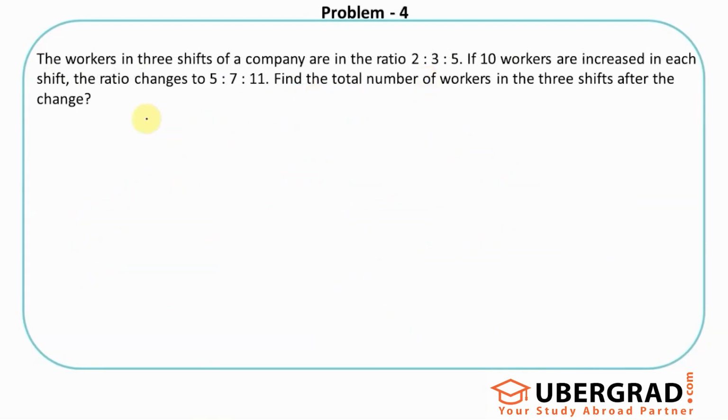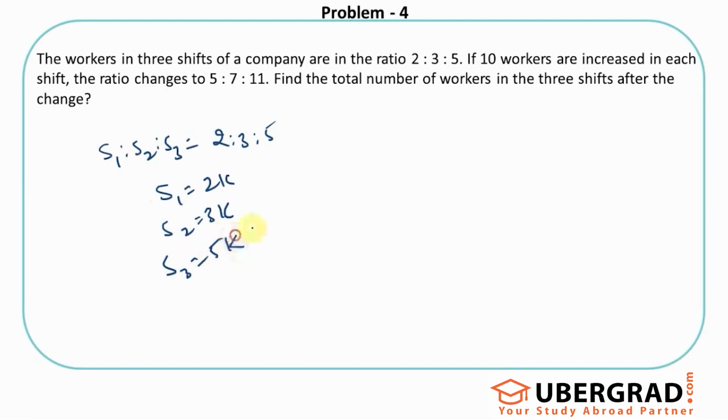The workers in 3 shifts of a company are in the ratio of 2 is to 3 is to 5. So let's assume shift 1 is to shift 2 is to shift 3. What can I write? The absolute values as 2k, 3k and 5k. If 10 workers are added in each shift, the ratio becomes, let me assume the new ratio as S1 dash is to S2 dash is to S3 dash is 5 is to 7 is to 11. Find the total number of workers in the 3 shifts after the change.